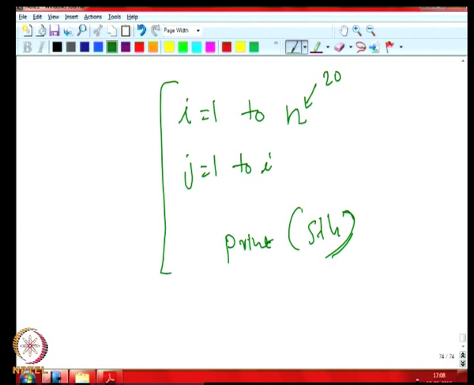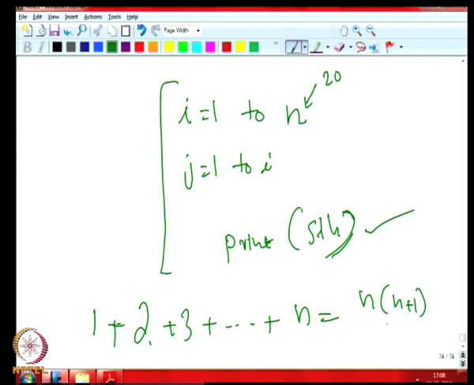First, when i is equal to 1, j will range from 1 to 1, that means j will take 1 value. When i equal to 2, j will range from 1 to 2, that means the print statement will get executed 2 times. Then i equal to 3, j will go from 1 to 3 and print will be done 3 times, and like that up to n, and we have to sum this up. This will be n into n plus 1 by 2.